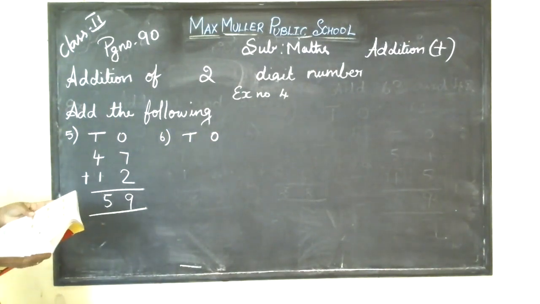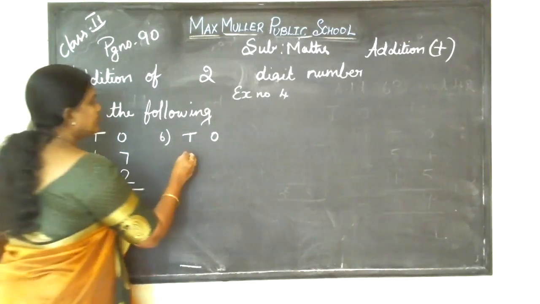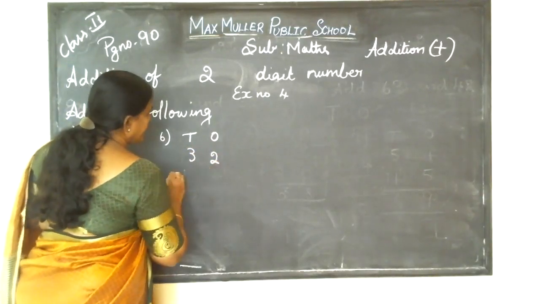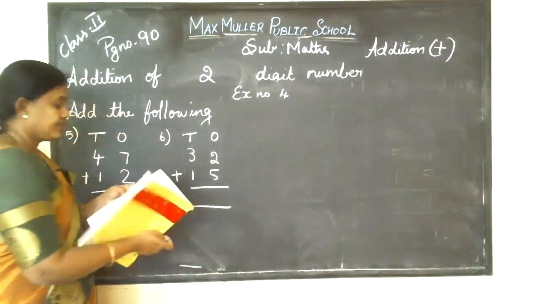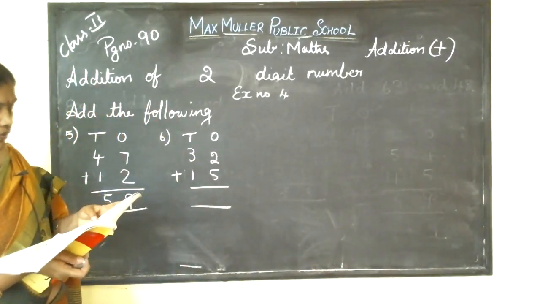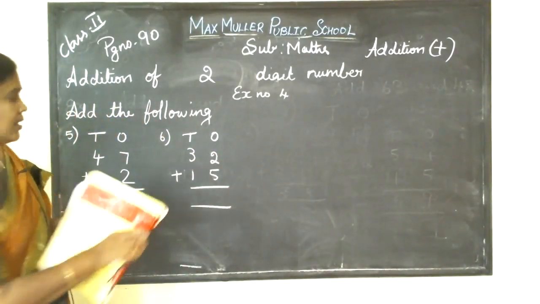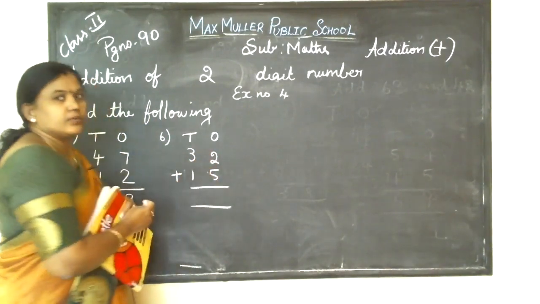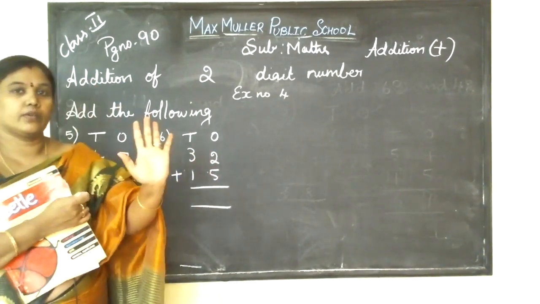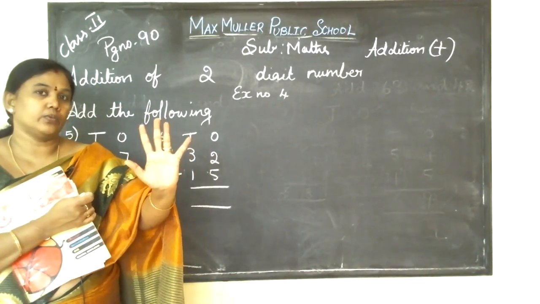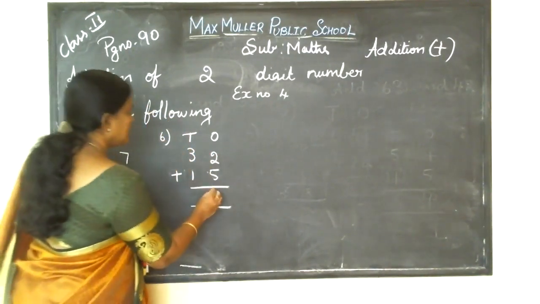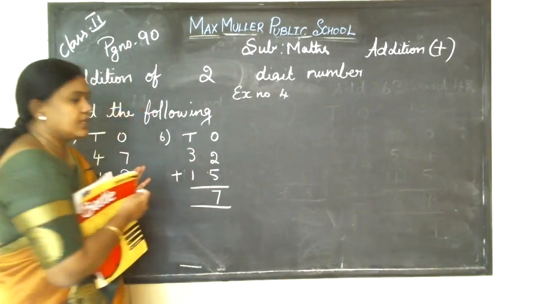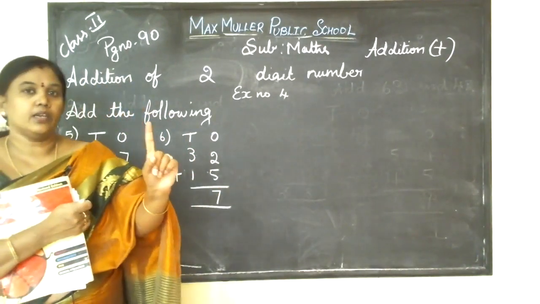Sixth one, tens, ones. Exercise number 4, no children. Sixth one, 32 plus 15. 2 plus 5. 2 in the mind, 5 on the finger. After 2, 3, 4, 5, 6, 7. 3 plus 1. 3 in the mind, 1 on the finger. After 3, 4.